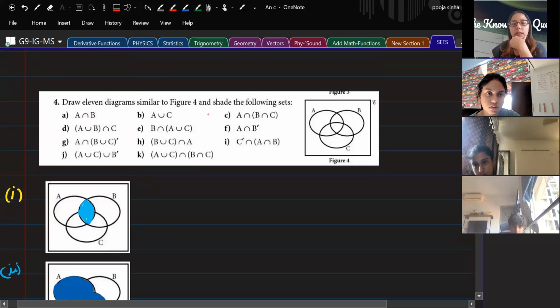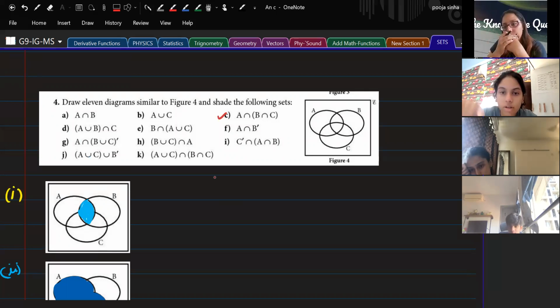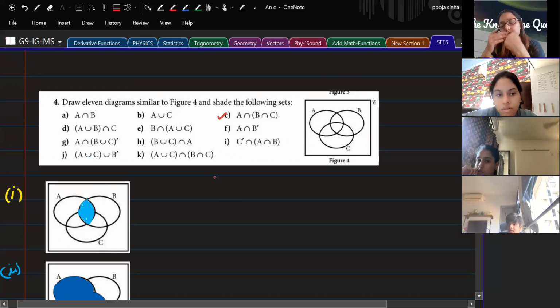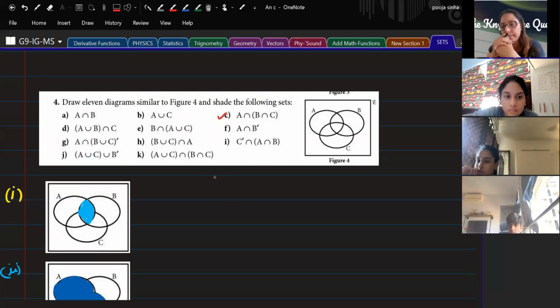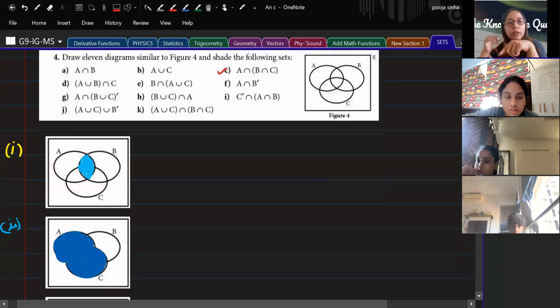Wait, what was the third question? Third question was this. A intersection B intersection C. What does this mean? The down one or the up one? Intersection means common. Intersection is down and union is up, U for union. So the intersection is something that is in all three, right? Yeah, so it's the center. It's the common part between all three of them. Then D.